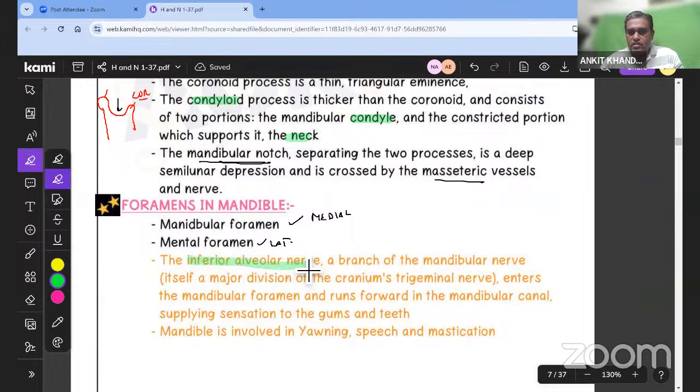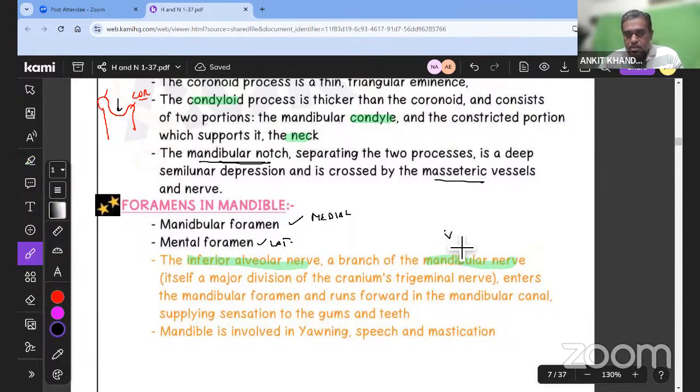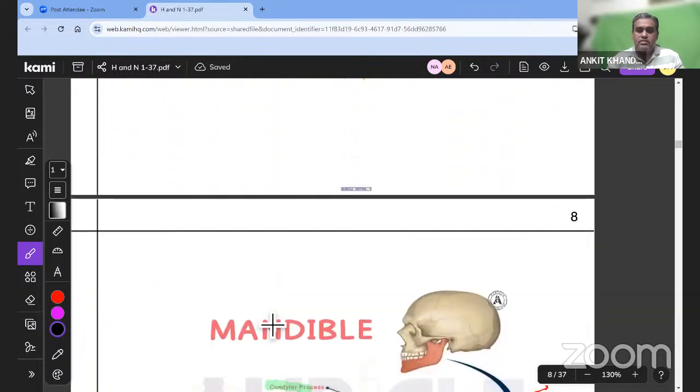The inferior alveolar nerve is a branch of the mandibular nerve. If I ask you, mandibular nerve is a branch of which cranial nerve? The answer will be the fifth, trigeminal. It is the third branch of trigeminal. So the mandibular nerve, a branch of trigeminal, gives off the inferior alveolar nerve, which passes through the mandibular foramen. Frequently asked question.